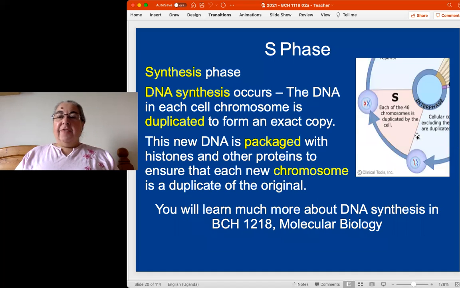Okay, so the next phase is S phase, and the S stands for synthesis. Synthesis, making phase. And what's being made is DNA.